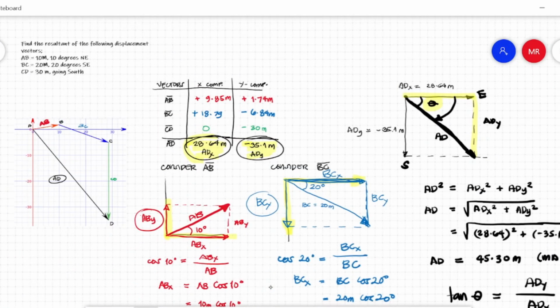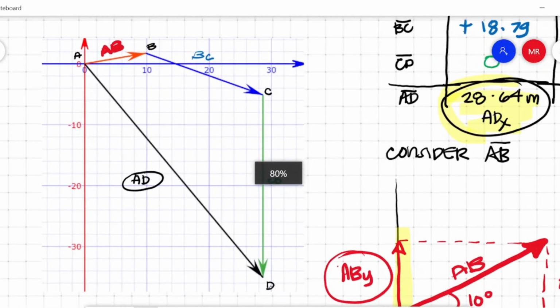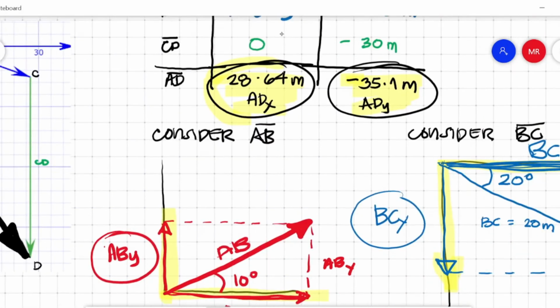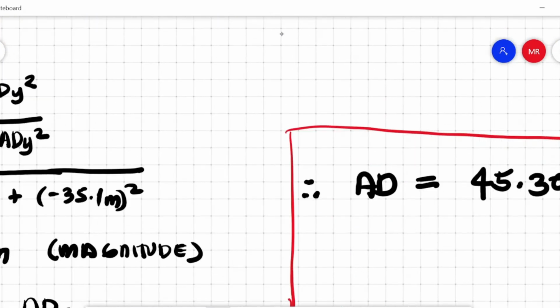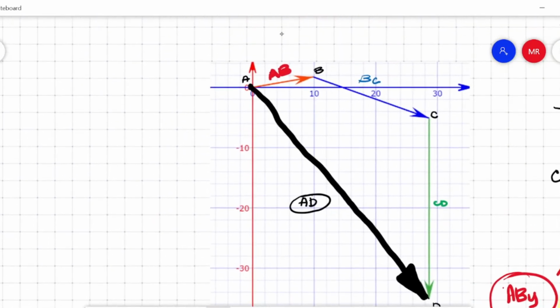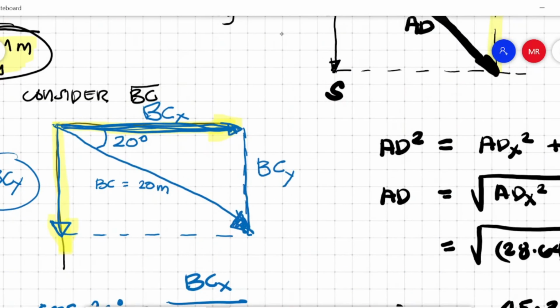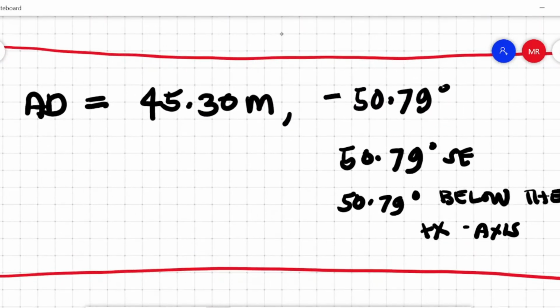So if you try to locate AD, this is your vector AD. In our figure, this is your vector AD, which is 45.30 meters by magnitude. Yes, so 45.30 meters with an angle of 50.79 degrees south of east, or below the positive x-axis, because this is the positive x-axis. Okay, so that is our final answer: 45.30 meters at 50.79 south of east, or below the positive x-axis.